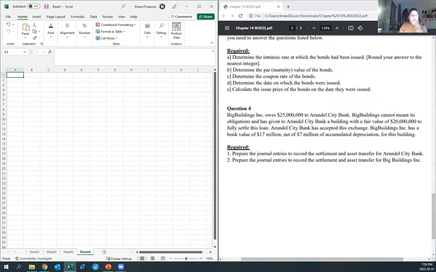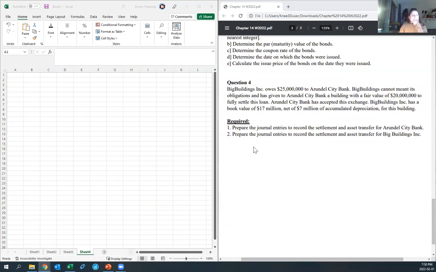All right, and for question 4, it's a settlement of the debt with an exchange of non-financial assets. So Big Buildings Inc. owes $25 million to Arundel City Bank. Big Buildings cannot meet its obligations, and has given to Arundel City Bank a building with a fair value of $20 million to fully settle this loan. Arundel City Bank has accepted this exchange. Big Buildings Inc. has a book value of $17 million, with $7 million of accumulated depreciation for this building. So we're going to have to record the journal entry for Arundel City Bank and for Big Buildings Inc.